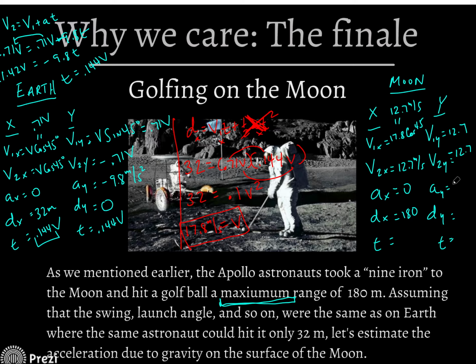A is exactly what we're looking for. We're trying to find the acceleration due to gravity. What is g on the moon, right? And then dy is going to be zero. Okay. All right. So, ladies and gentlemen, I'm going to do the same exact thing that I did before, except now I'm going to find t in the x dimension, so that I can put it over here and hopefully use it to solve for A.